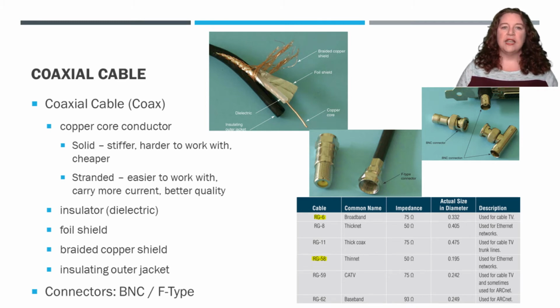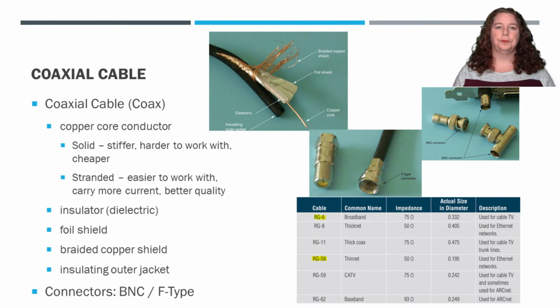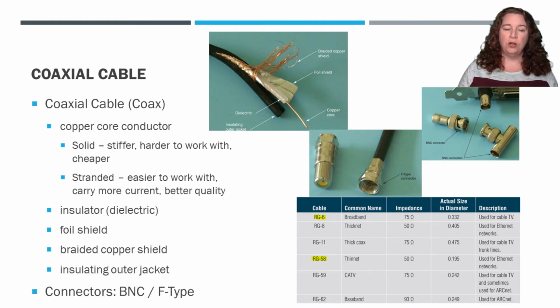When we have our coax, after our copper core, we have something called an insulator or a dielectric. The insulator is used to help insulate that copper core from the rest of the cables around it. We then have our foil shield that goes around it, and a braided copper shield. These different shields help to avoid electromagnetic interference, making sure that everything stays inside the cable as opposed to outside the cable.